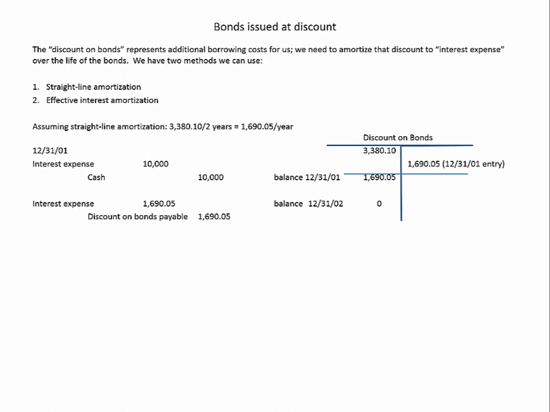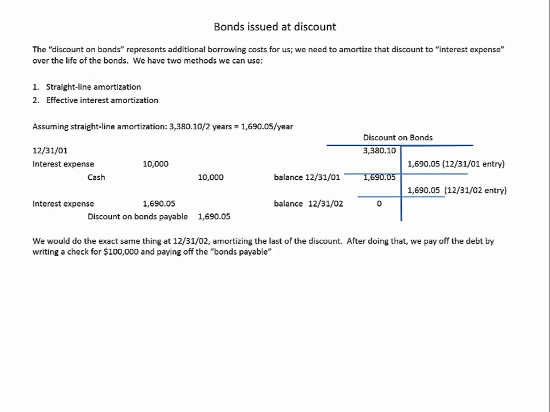So after that first year's amortization, the balance in our discount on bonds is $1,690.05. We would do the exact same thing at 12/31/02, another $10,000 cash interest payment, another $1,690.05 of amortization, and by doing so, the discount has been completely amortized, and all we're left with on our balance sheet is a $100,000 bonds payable liability.